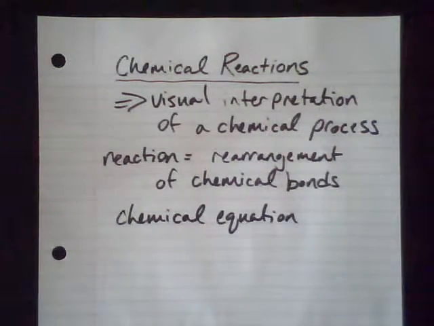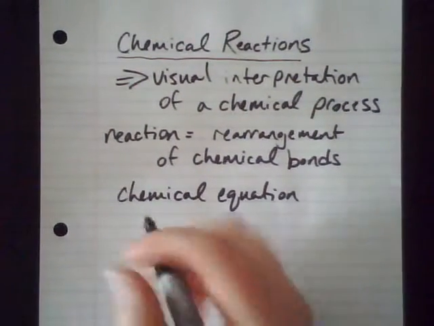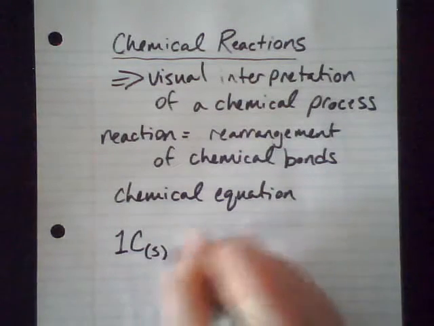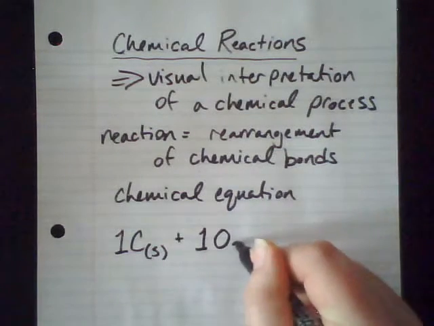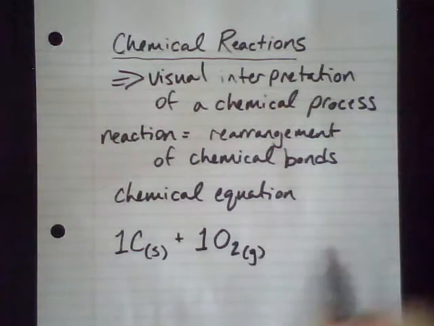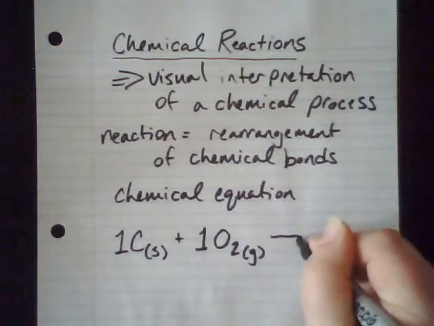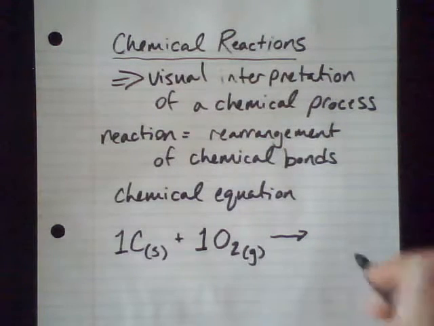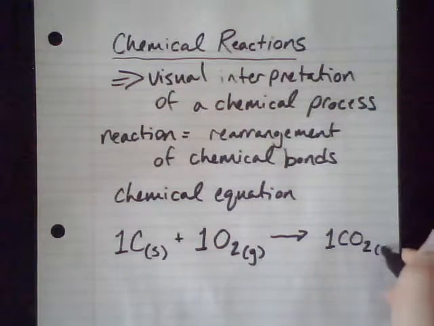And it kind of looks like a math equation. So you're going to have some stuff on one side. So for instance, you have maybe one carbon on one side and you react it with one oxygen. Oxygen is one of our diatomic molecules. It likes to exist in pairs because of the way that it shares valence electrons. And when we react together that one carbon and that one oxygen molecule, we get one molecule of carbon dioxide.